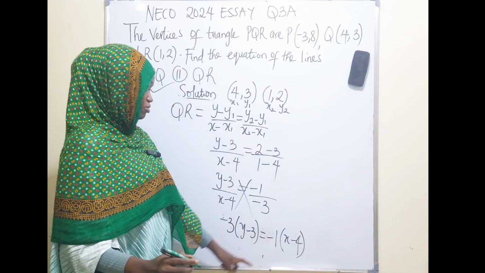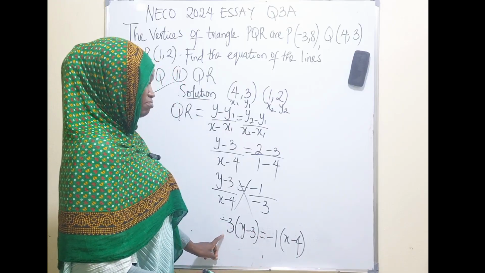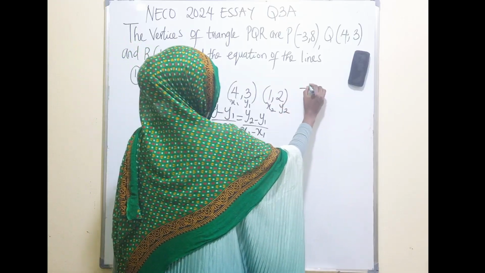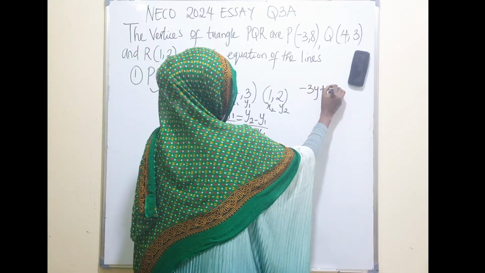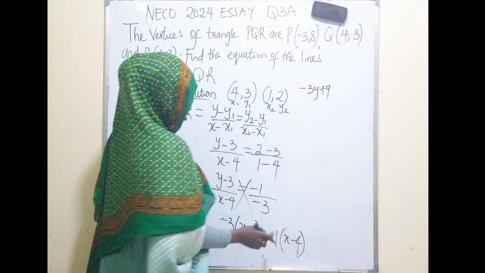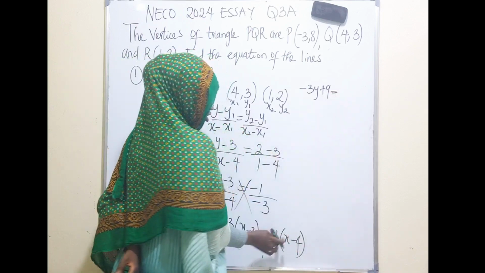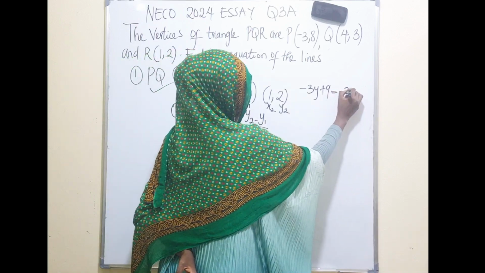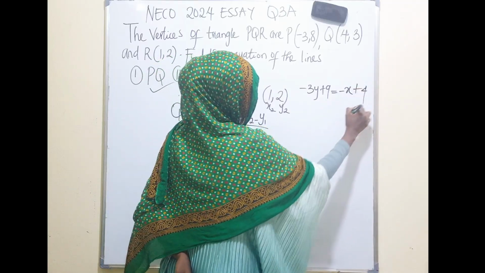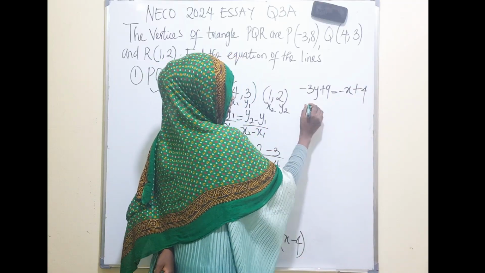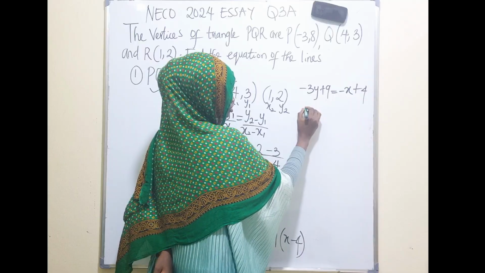So let's open up the brackets. So we have -3 times y, this gives us -3y. -3 times -3 gives us +9. This is equal to -1 times x gives us -x. -1 times -4 gives us +4. So collecting like terms and rearranging, we have -x crosses to the other side of the equal sign.